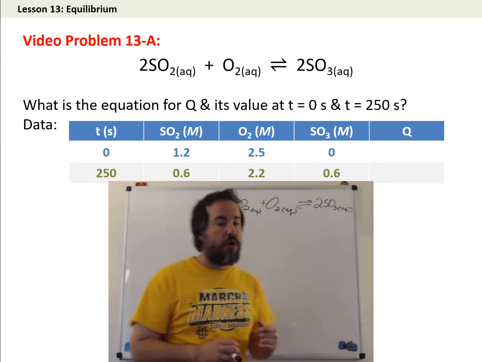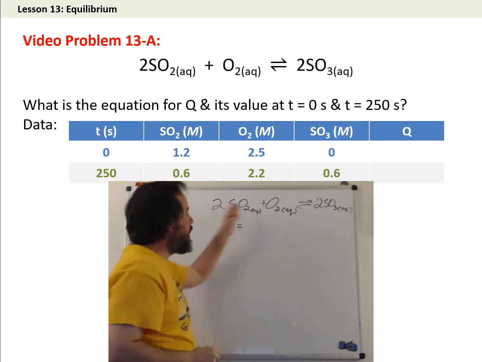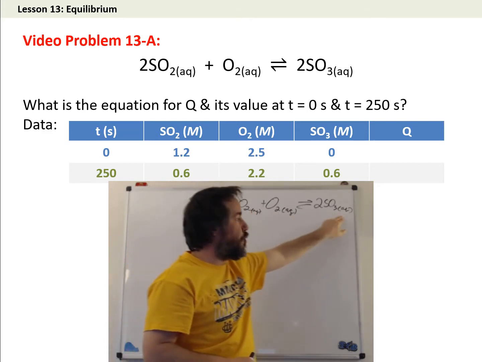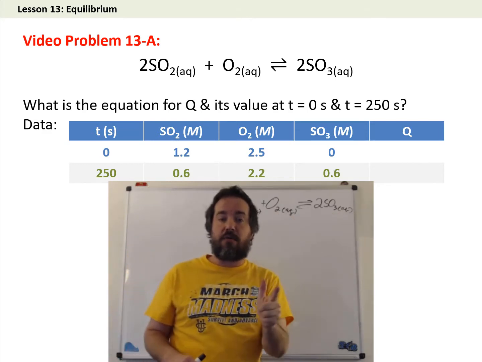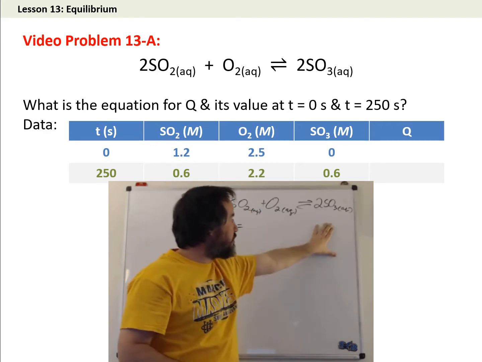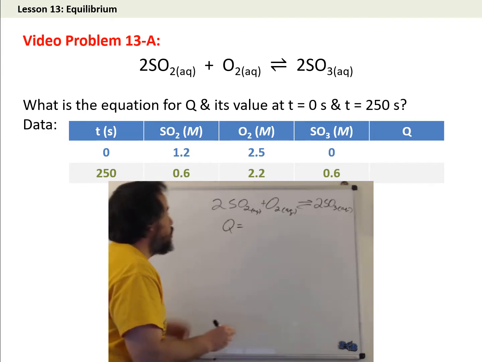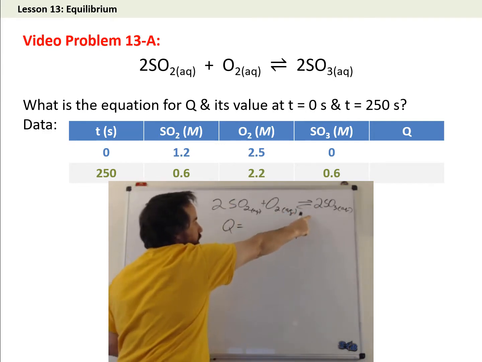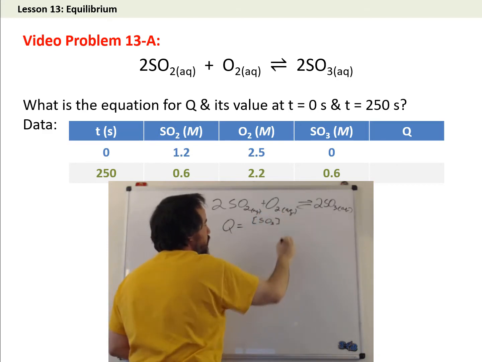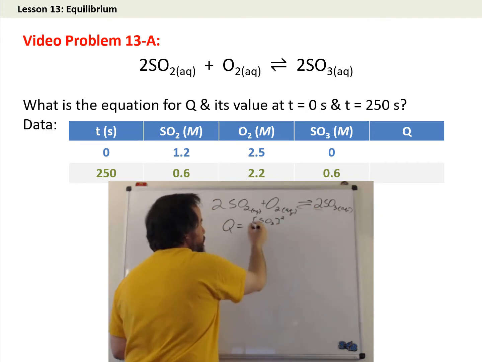All right, so Q. Q we find always by looking at the equation. Now, phases are very important because if it's a solid or liquid, I don't include it in Q. But these are all aqueous, so they're all in there. If they were gas, they'd be in there as well. I start with my products. In this case, I only have one. I put its concentration there, and I square it because of the 2 here.